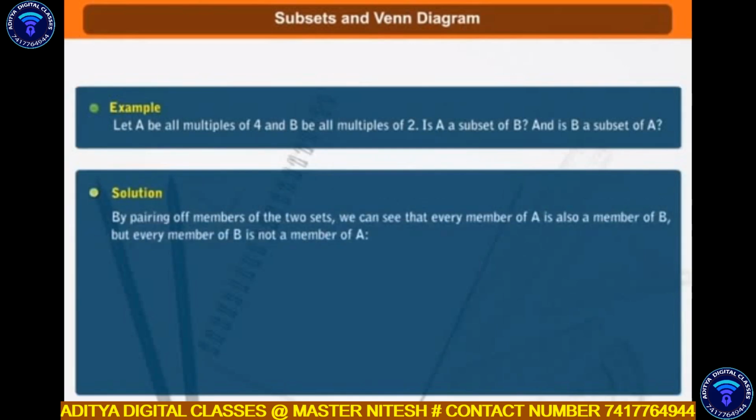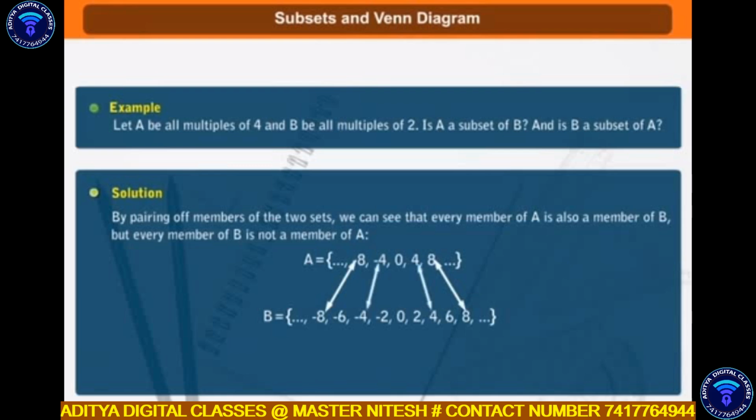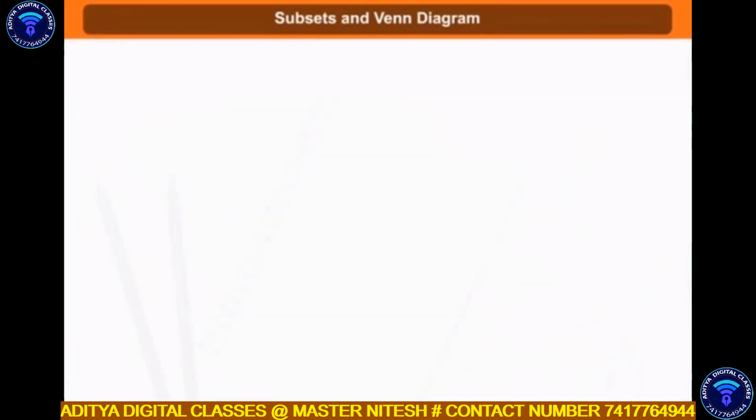Look at the two sets. By pairing members of the two sets, we can see that every member of A is also a member of B, but not every member of B is a member of A. So, A is a subset of B, but B is not a subset of A.